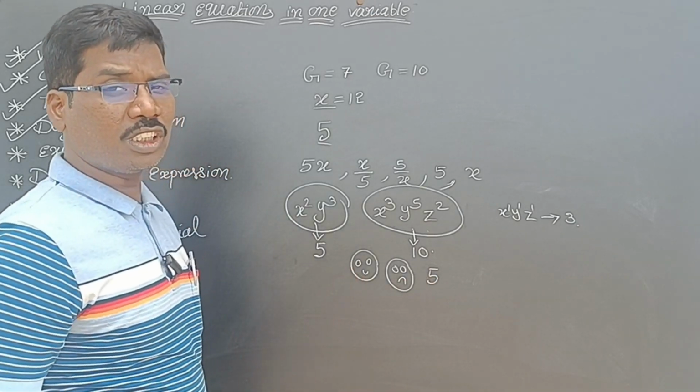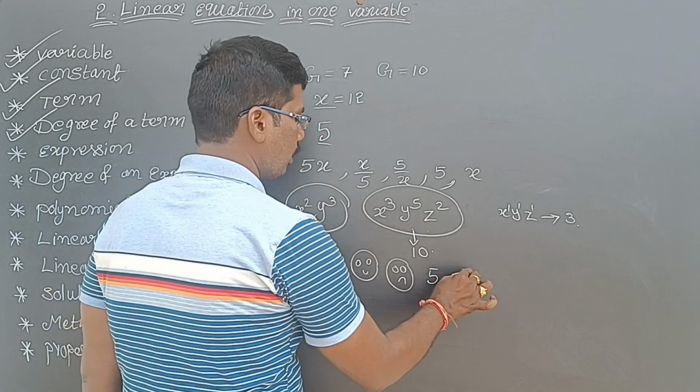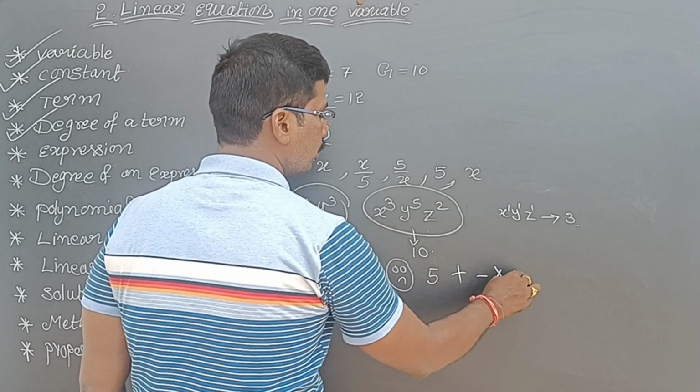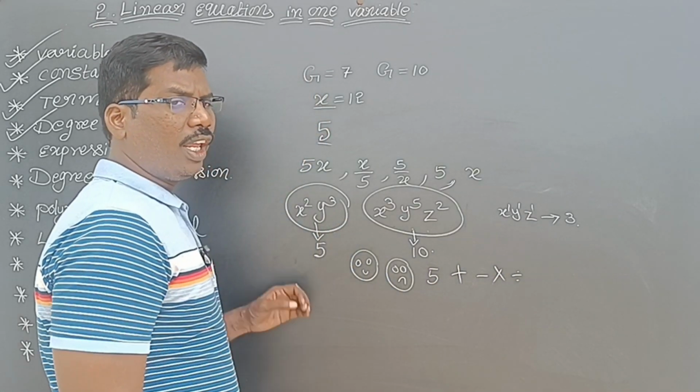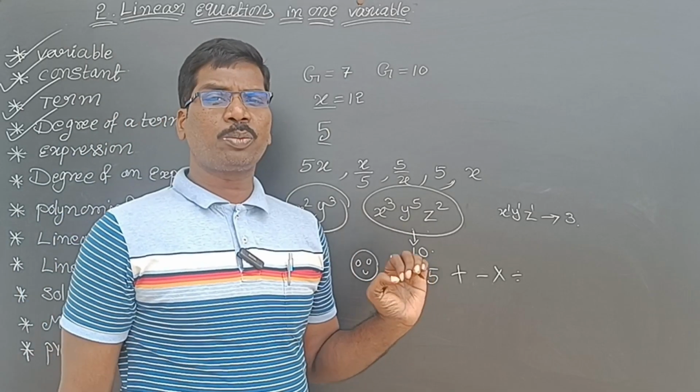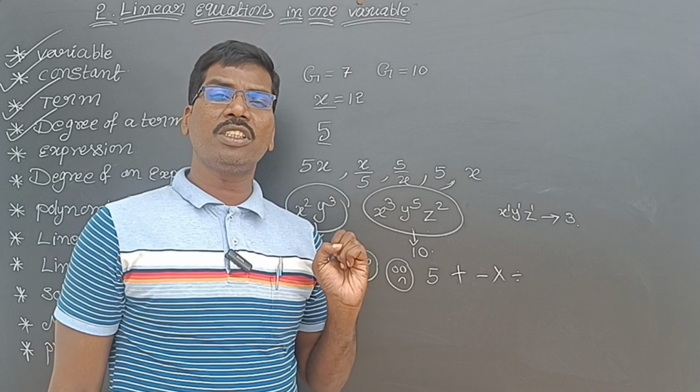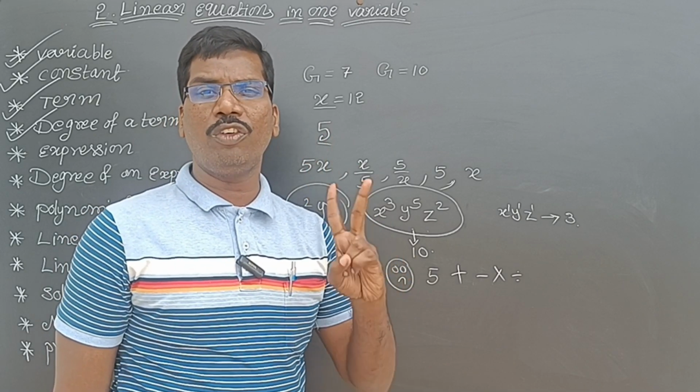This is a symbol which is representing 5. This is the symbol plus, this is the symbol minus, this is the symbol into, this is the symbol division, and so on. By seeing any symbol, if you understand something, then that is called an expression. Expressions are of two types.